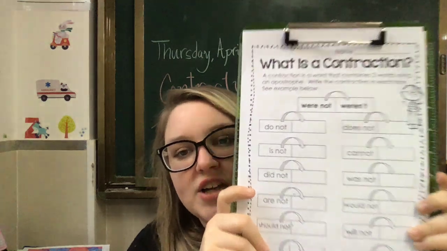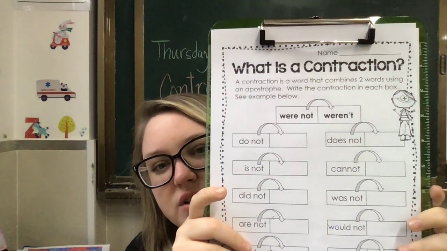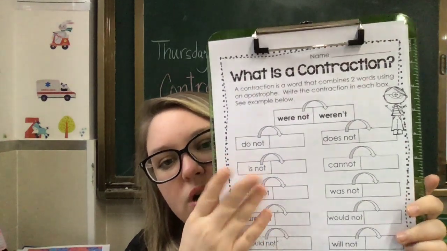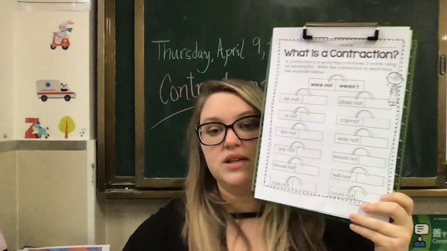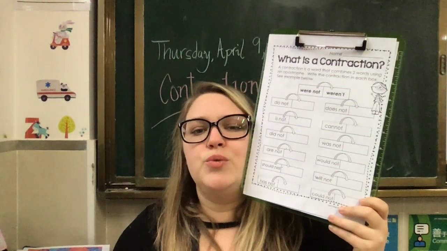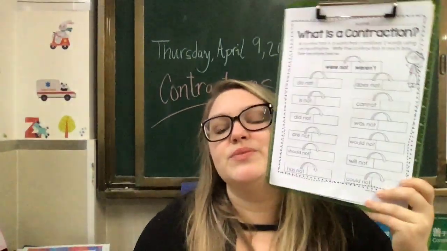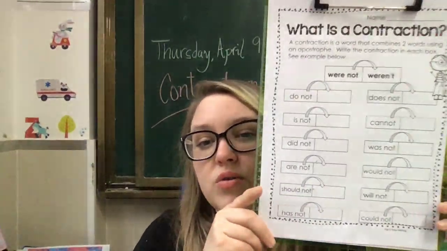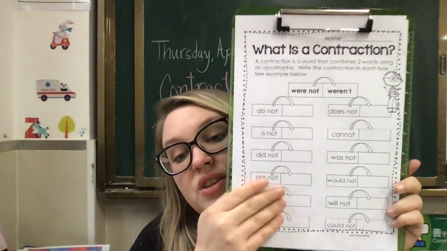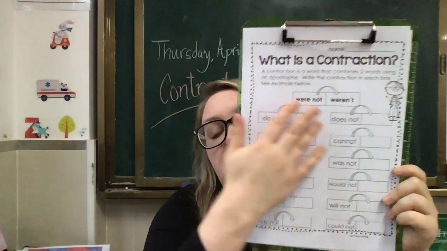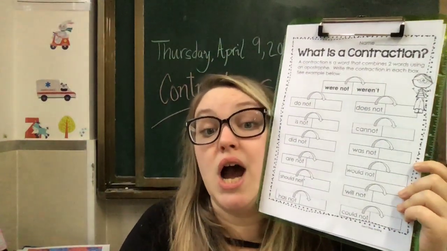Again, a contraction is a word that combines two words using an apostrophe. So what we're going to do is go through all of these contractions, and then we're going to do one more worksheet after that. And then you guys are going to do a read aloud, okay? So we're going to go over how to make these two words into contractions. These are many of the most used contractions. We use these contractions a lot.